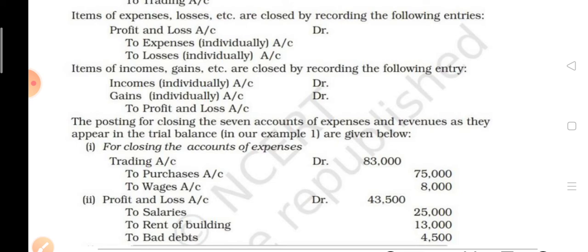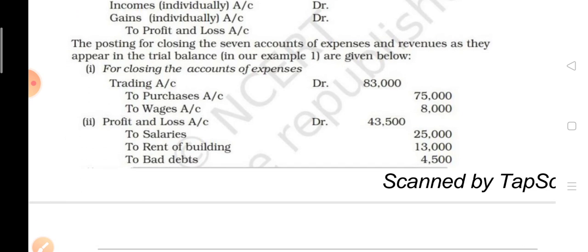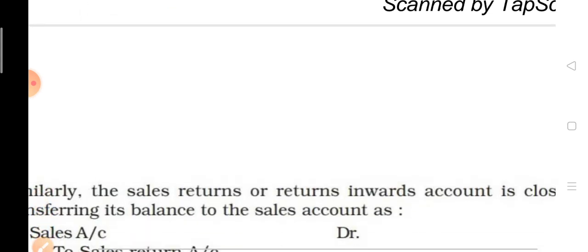Now the posting for closing the accounts of expenses and revenue as they appear in the trial balance is given below. See, this is the example. So this we will cover in the question.